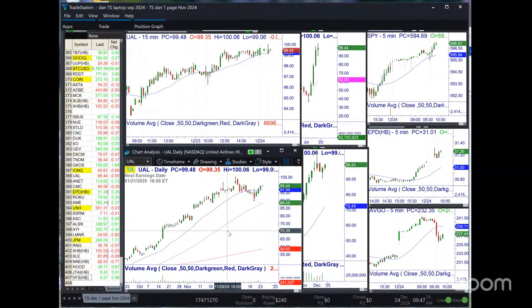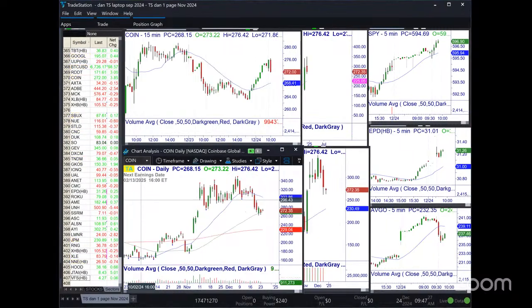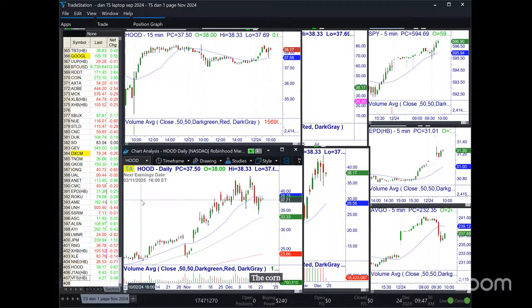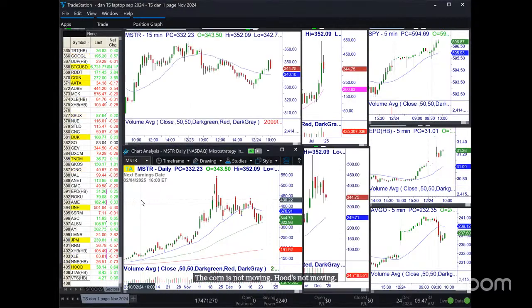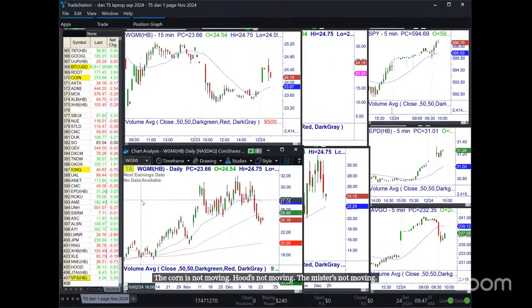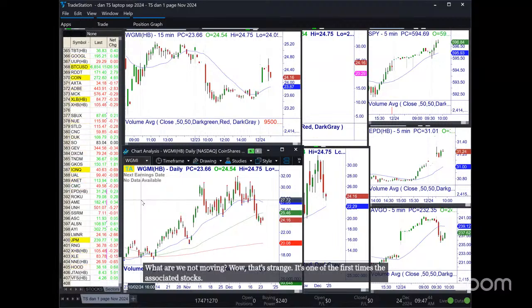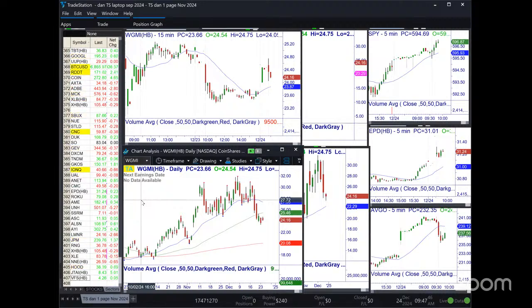Bitcoin had a nice move from 8 a.m. But Coin is not moving, Hood's not moving, MSTR's not moving, and the other crypto names not moving. Wow, that's strange. It's one of the first times the associated stocks haven't followed, and it's almost a $3,000 move. Usually that gets those things perking.